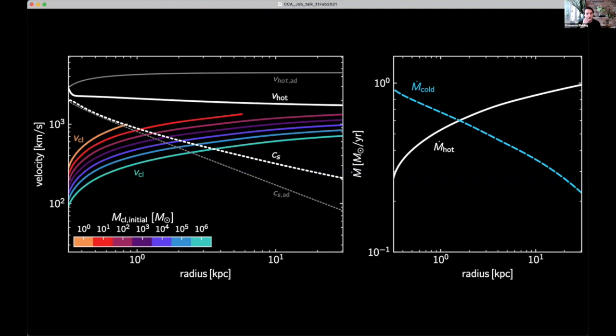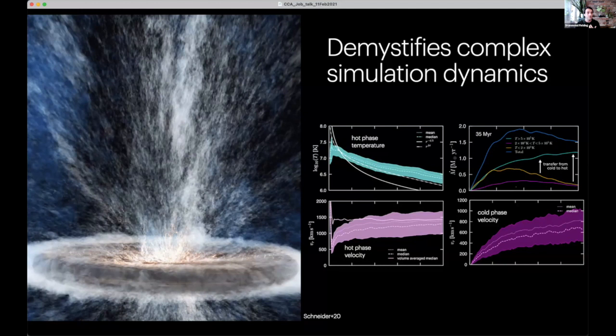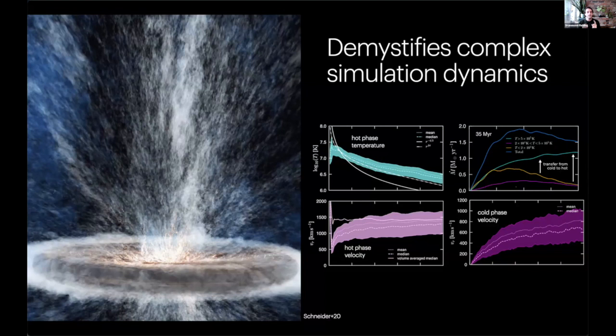This might seem a little obscure, but I want to show some of the utility of this, which is threefold. One is it helps us understand some simulations like this one here. This is a really incredible simulation done by a dear friend of mine, Evan Schneider. This simulation cost 100 million CPU hours. It was a monolithic effort to simulate one idealized galaxy and try to do it at high enough resolution that you could resolve the clouds.